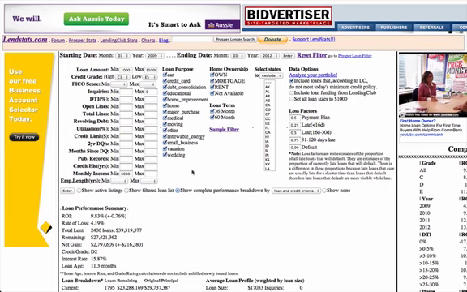I highly encourage you to play around, run a whole bunch of different filters, see what you can come up with, look at the loan history, see what's worked before, and then you can decide how you want to invest going forward.